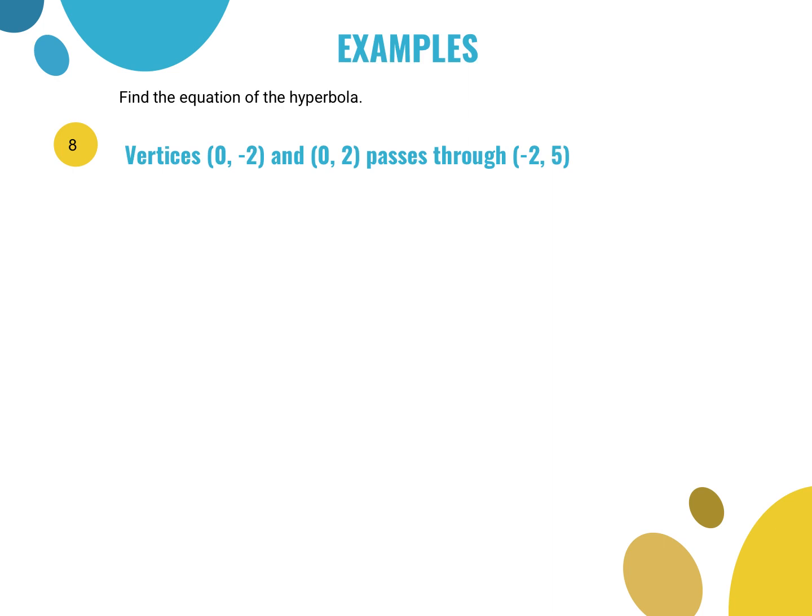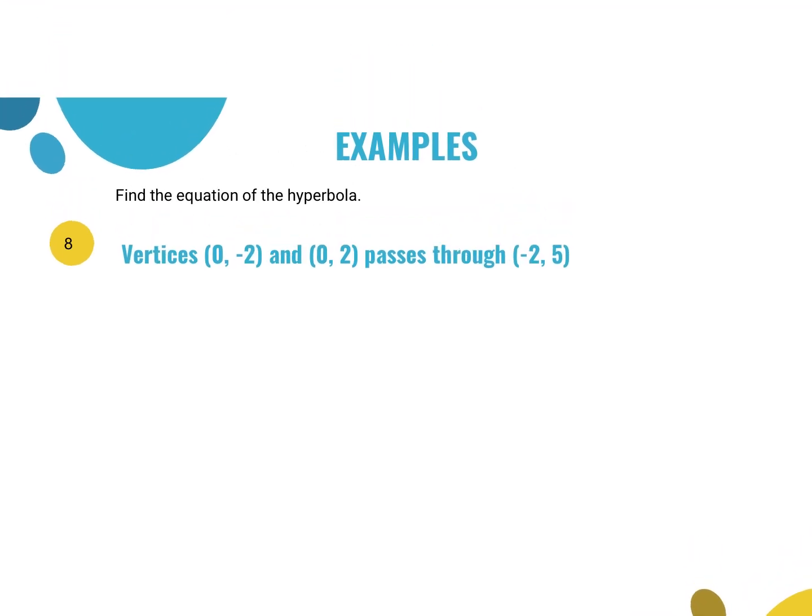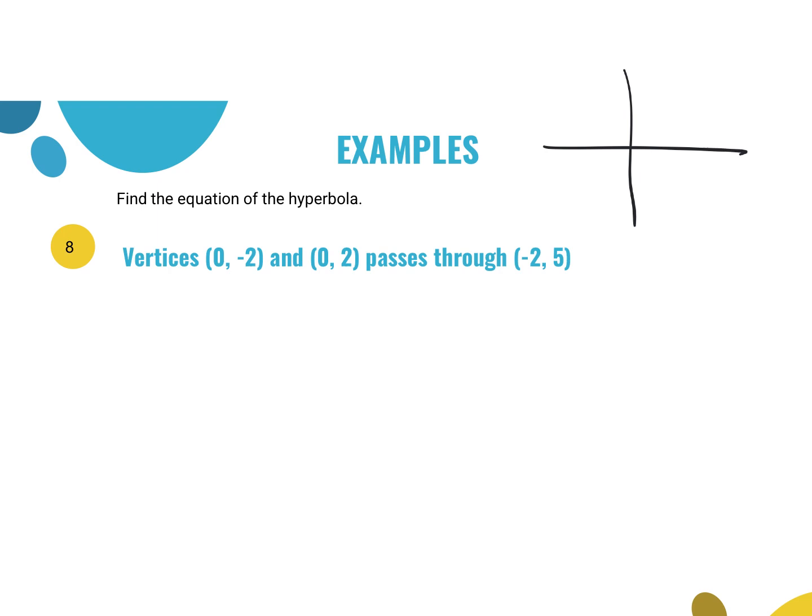So now we're going to go through given two vertices and an ordered pair. So again, let me give myself the visual to see if it's horizontal or vertical. So I have vertices at 0, +2 and 0, -2. So my vertices are right here and here. Again, the midpoint of those is my center. So it's 0, 0. So I do have a center here, still at 0, 0.